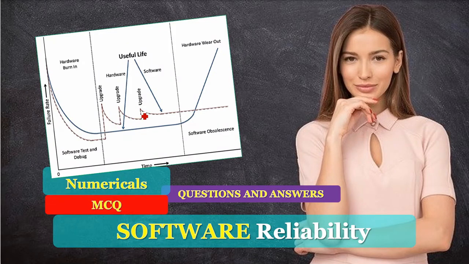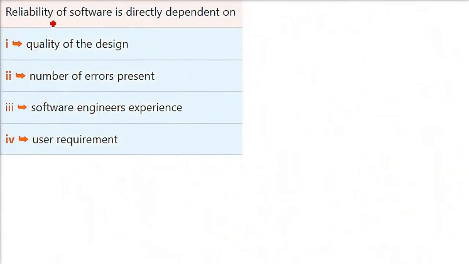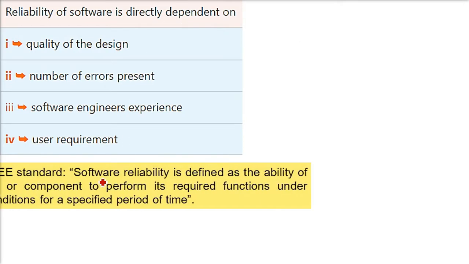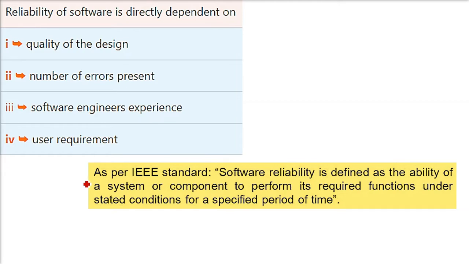In software reliability, we are taking questions and answers. We'll take some MCQs and also the numericals. Reliability of a software is directly dependent on. Before that, let me tell you the IEEE definition of reliability.